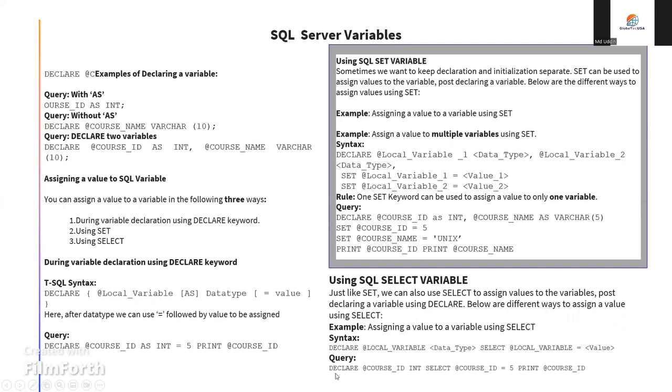And based on that, I have written the queries. So DECLARE is where I'm declaring the local variable as course ID. And then the data type I'm using is integer, INT, and then SELECT the local variable course ID equal to the value 5, and I'm printing course ID. When I print course ID, the output will be course ID equal to 5, because the course ID value is 5, which I've already defined. So we have to declare the syntax first and then we can do the query.